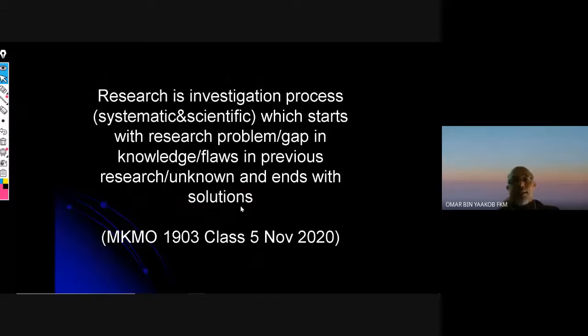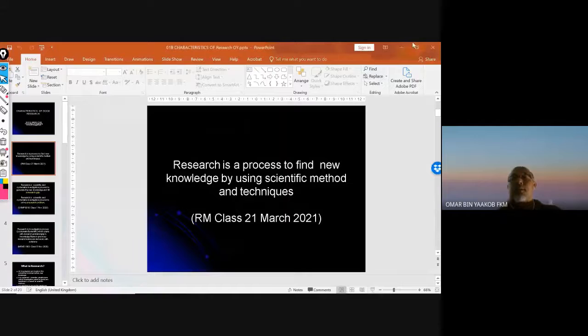Okay, and this is another class. Research is an investigation process, which could be scientific and systematic, which starts with a research problem, gap in knowledge, flaws in previous research, unknown, and ends with a solution. So this one they could not agree on, or they say it's the same. Sometimes flaws in previous research, sometimes the unknown, sometimes gap in knowledge, sometimes research problem. So yours will go on the next slide, your class definition. And as I said, there is no standard definition.